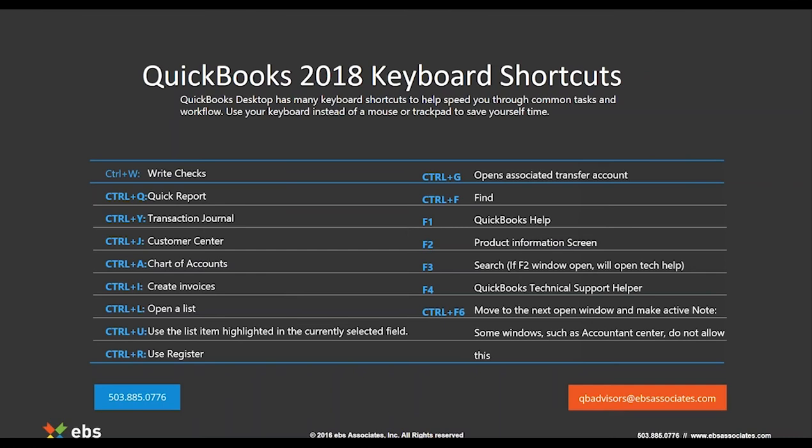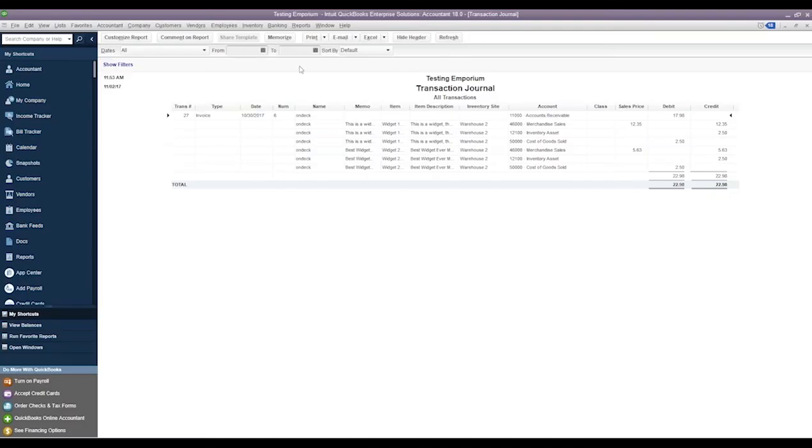We also have Control A. That's a really popular one that immediately brings up our chart of accounts without having to go anywhere. Control I creates invoices, another really good one. Control L will open a list.